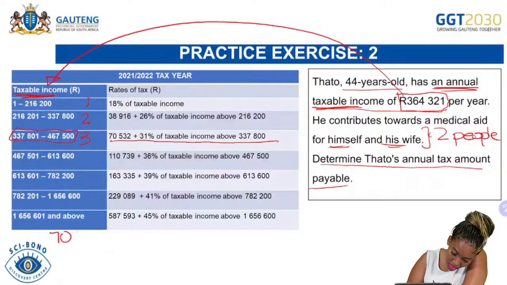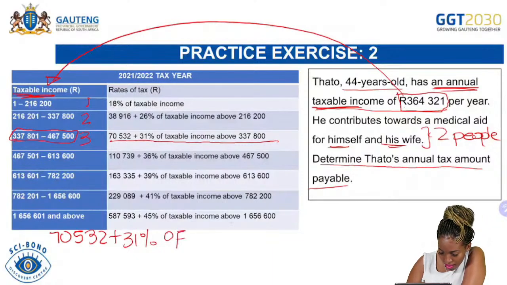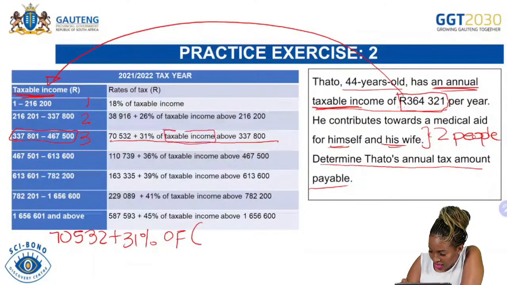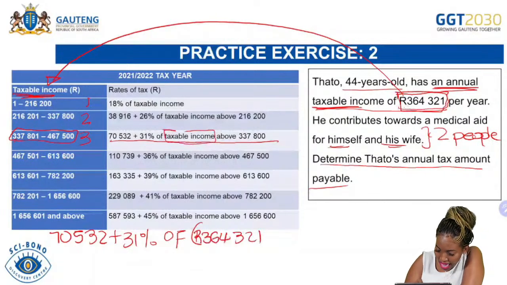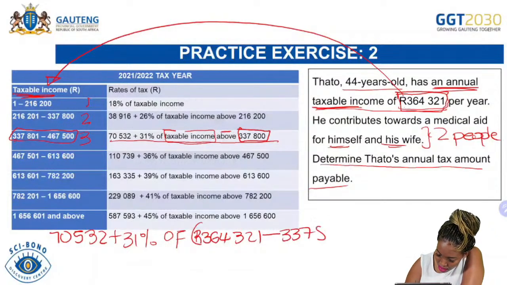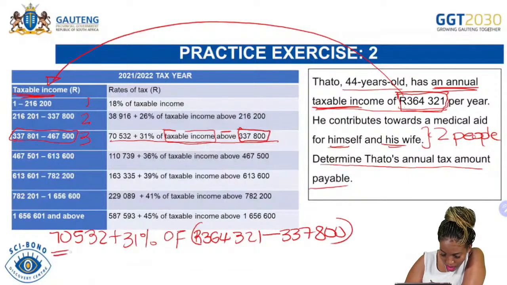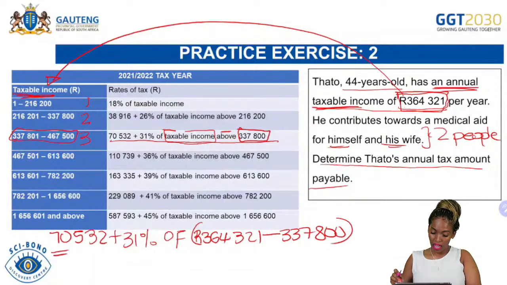We'll say 70,532 plus 31% of, open the bracket. What is our taxable income? Do you have the taxable income? Yes, it is 364,321. And I said the word above means what? It means subtract. We are always going to subtract. Minus this amount, which is 337,800. And then we go to our calculator.